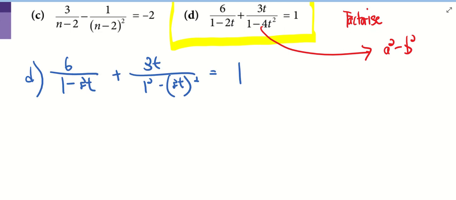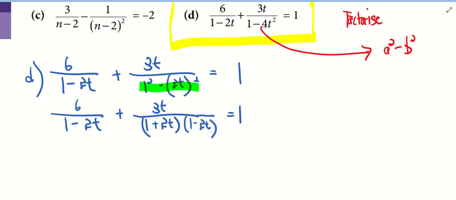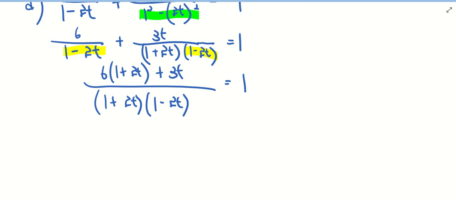Alright? Okay, I've rewritten the original denominator into the form where I can factorize. So I'm going to factorize right now. Once I factorize, I would like to make sure on both sides of the equal sign there is one single fraction before I cross multiply. And take note, you can clearly see 1 minus 2t is common. So I only need to multiply by 1 plus 2t to the first fraction to make it a common denominator. I didn't do anything special. I combine it into a single common denominator.